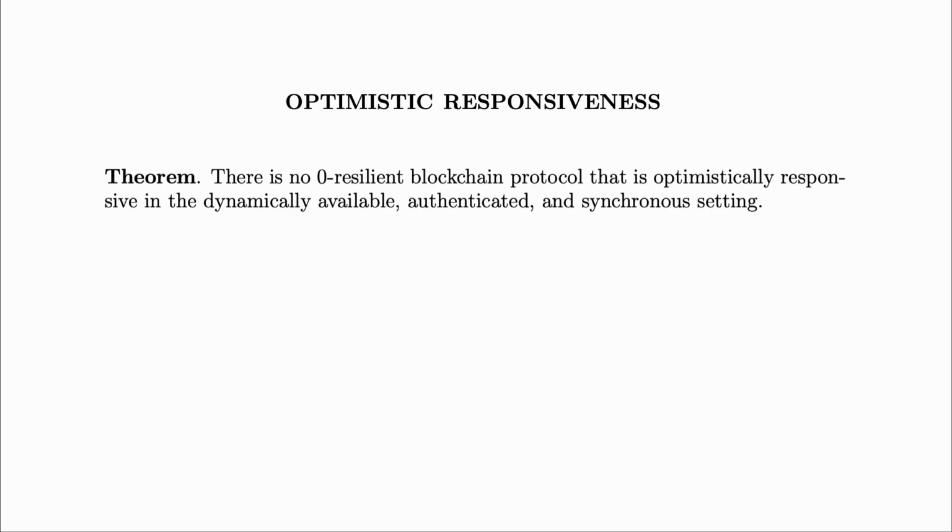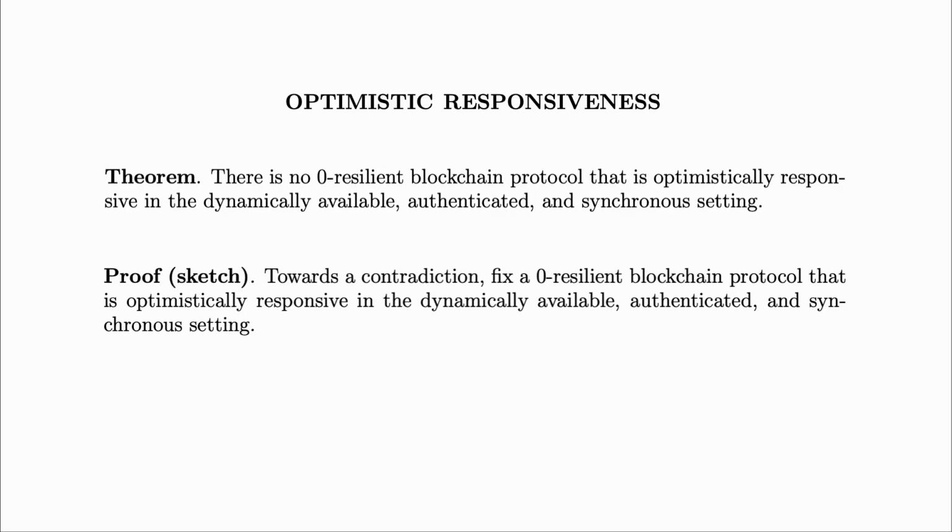So first of all, let's see our negative result for the dynamically available setting. Here's the theorem. There is no zero resilient blockchain protocol that is optimistically responsive in the dynamically available, authenticated and synchronous setting. Basically it's saying the dynamically available protocols can't be optimistically responsive, so certainly can't be responsive. This is fairly easy to see, and I'm just going to sketch the proof at a high level.